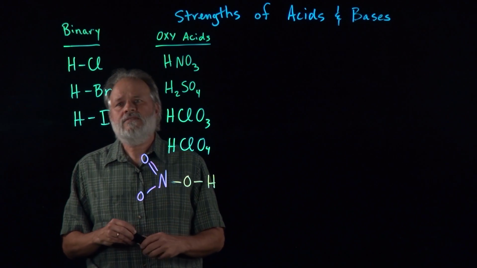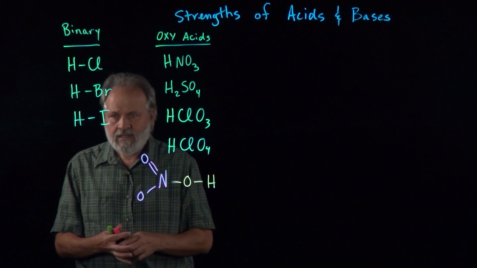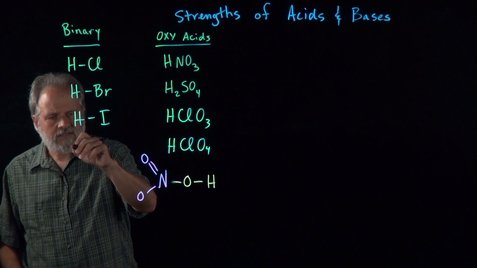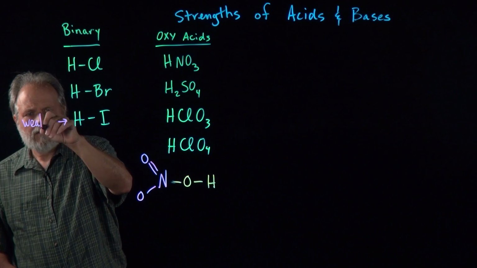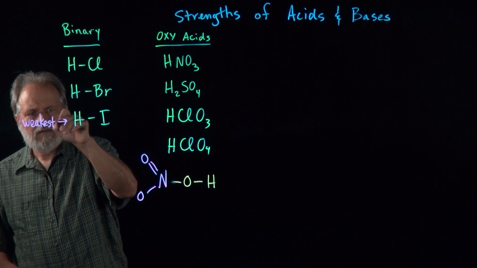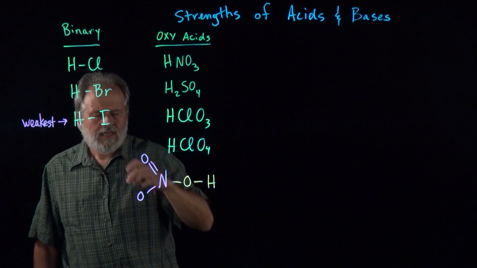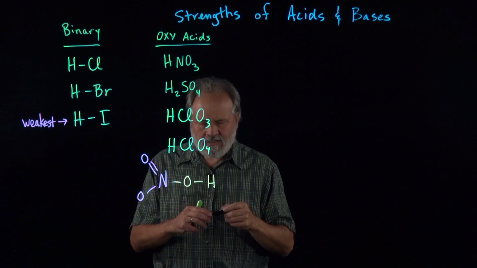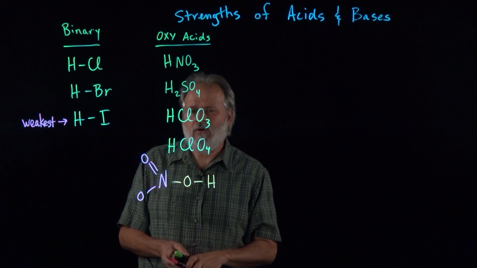For the binary compounds, the strongest one of these 3 is actually HI, and that's because it has the weakest bond. As you go up, the bond is stronger, and when you get to HF, it turns out the bond is so strong it cannot break 100% of the time in water solution.